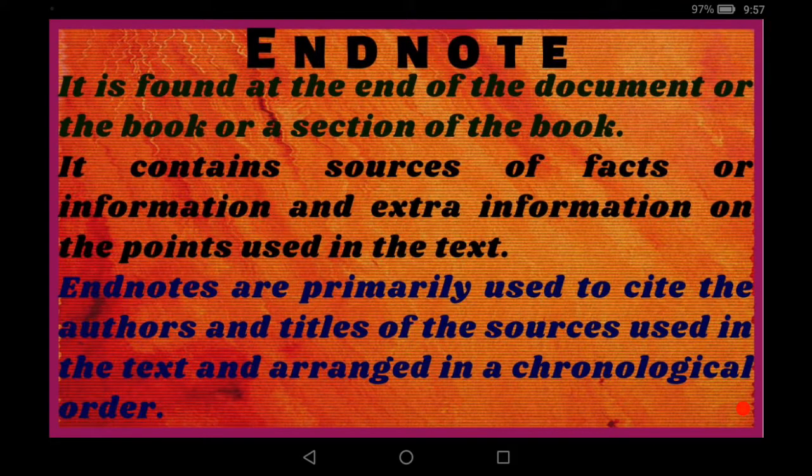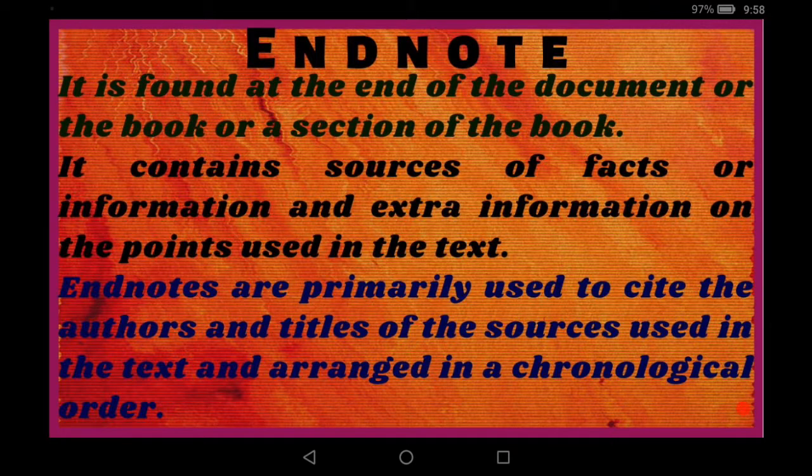And the next one is Endnote. It is found at the end of the document or the book or a section of the book. It may be after the chapter, or on the last page of the last section of the thesis or research work. It contains sources of facts, information and extra information on the points used in the text. These endnotes are primarily used to cite the authors and titles of the sources used in the text and are arranged in chronological order. This is important.